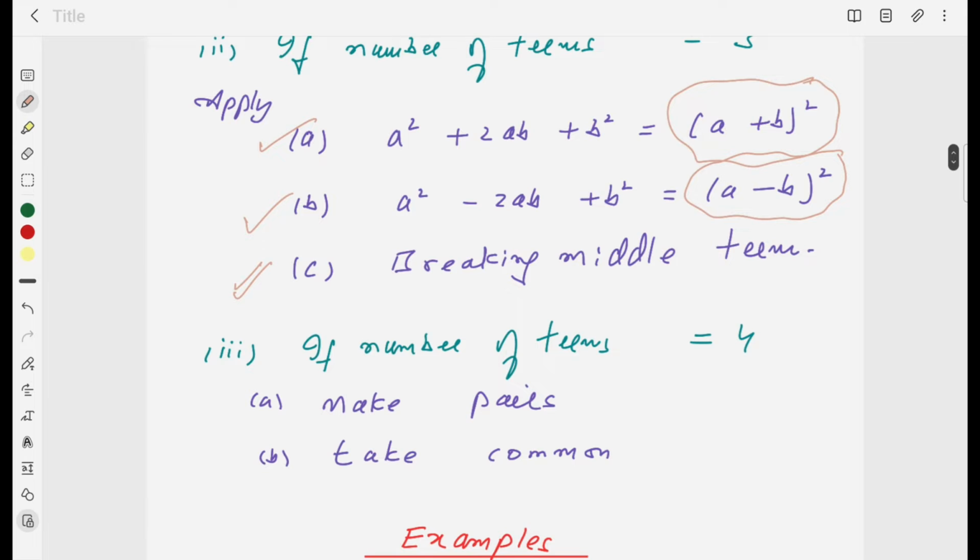Now if your number of terms is 4, then you will make pairs, and in that pair you will take common and proceed. I'll show you by an example.